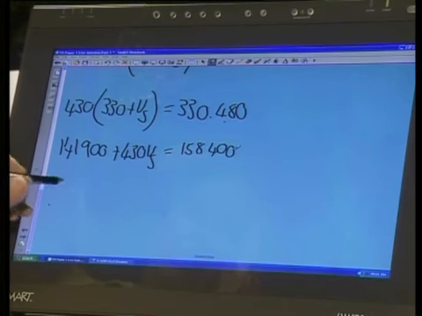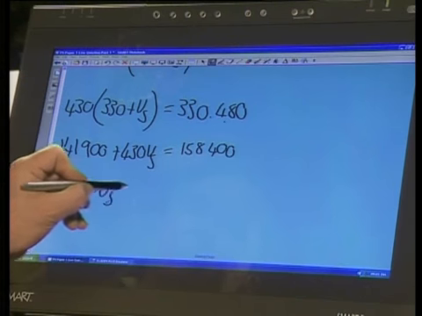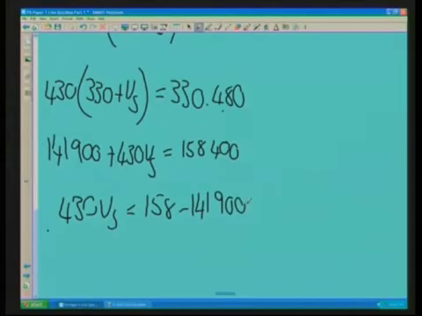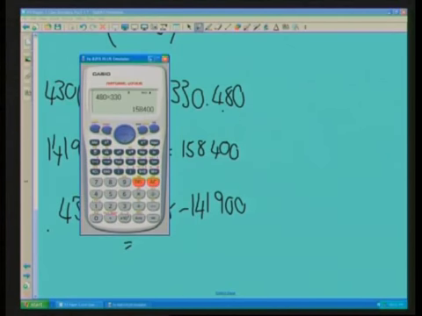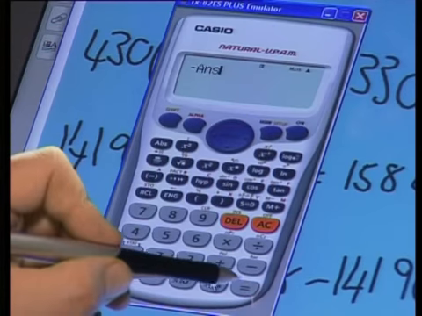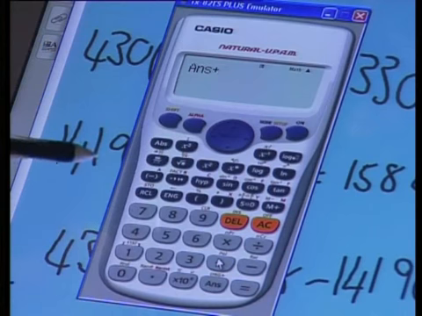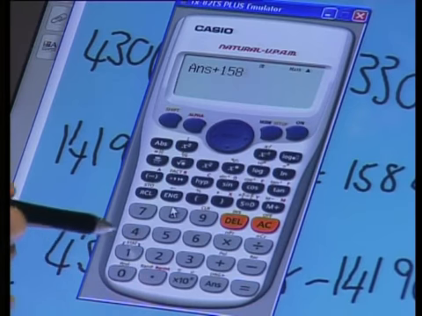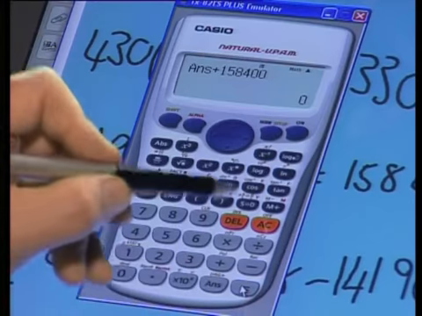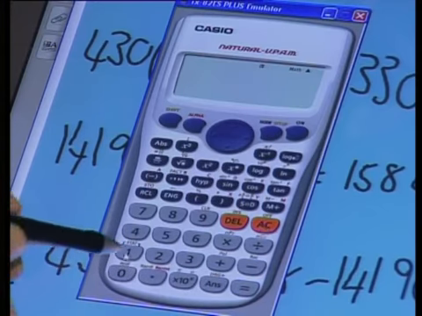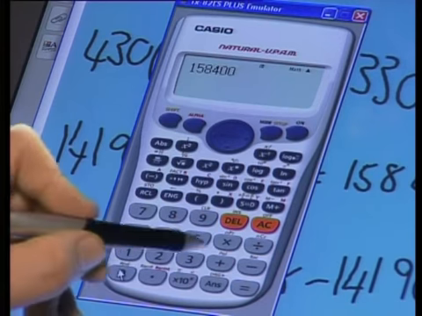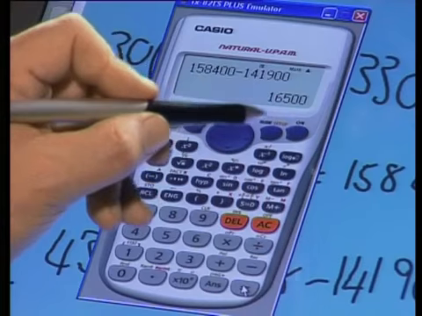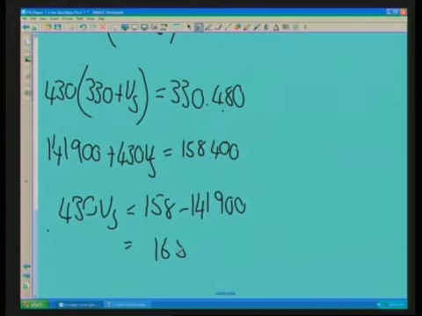Agree? So we're going to get 430 VS is equal to 158,400 minus 141,900. Have you got the answer there? No. Okay, let's do it quickly. I've done the wrong one. Let's do it again. It's 158,400 minus 141,900. We get the answer of 16,500. Do you agree?